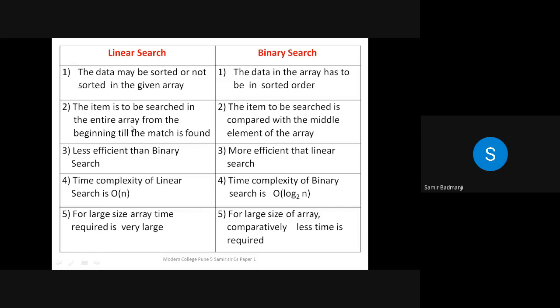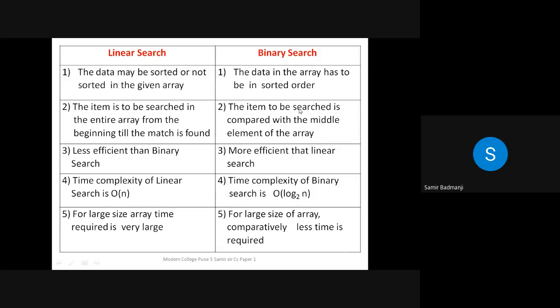And then the next, the item is to be searched in the entire array from the beginning till the match is found. That means from the first element up till the last element. Suppose the element is somewhere in the middle, then it can be found. But if it is at the last, then it will have to check from first to n minus 1, all the elements. Then when it reaches the last element, the search will be found.